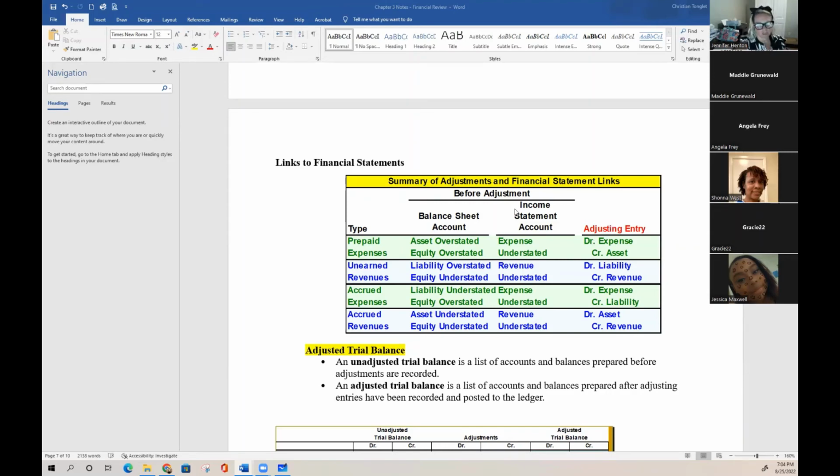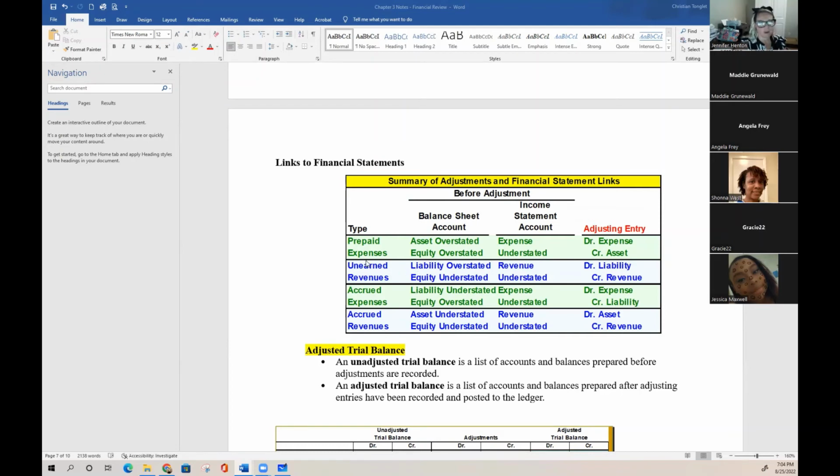What does the adjustment entry look like? For a prepaid expense, it's going to be a debit to expense and a credit to an asset. Unearned revenue, what's that entry going to look like? It's a debit to a liability and a credit to a revenue. That's when we are making that adjusting entry. That's what the adjusting entry is going to have.